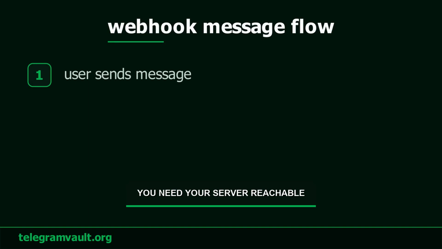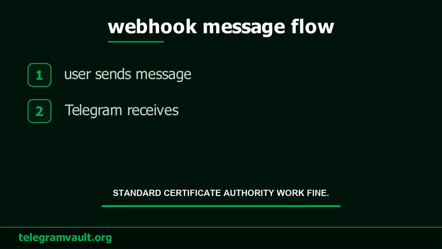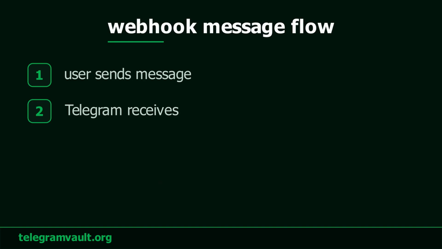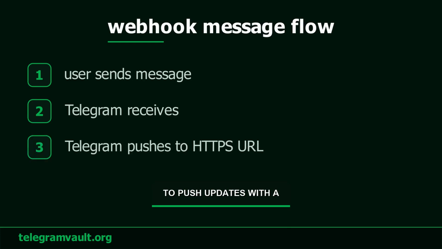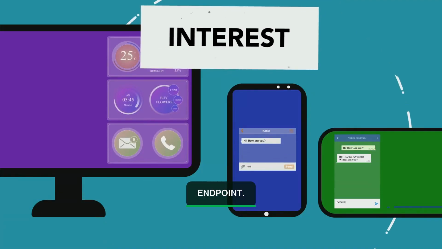You need your server reachable on HTTPS with a real certificate. The free ones from a standard certificate authority work fine. Then you tell Telegram where to push updates with a single API call. You call the API URL, which is https://api.telegram.org/bot, then your token, then /setWebhook, and you pass url equals your public HTTPS endpoint.